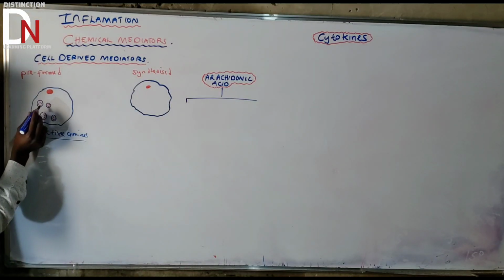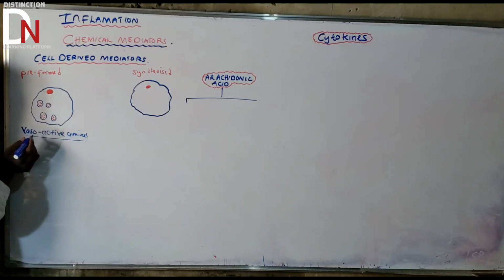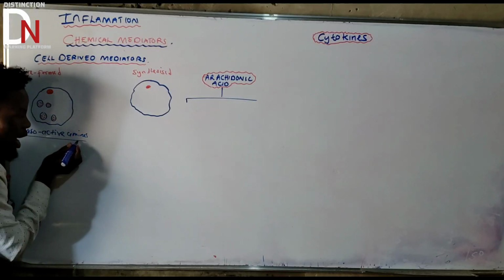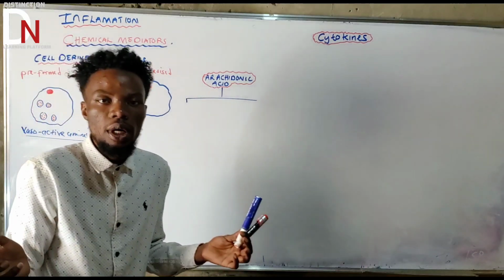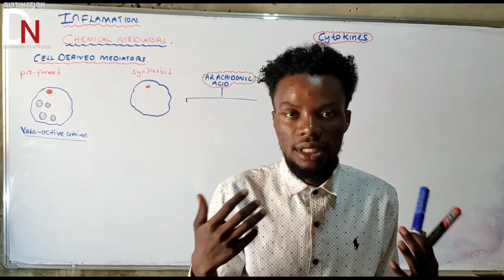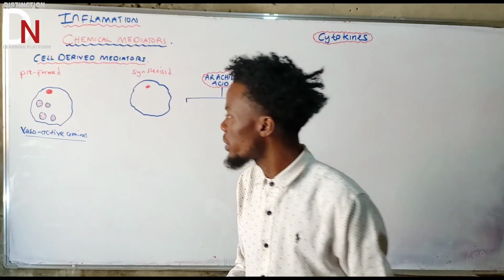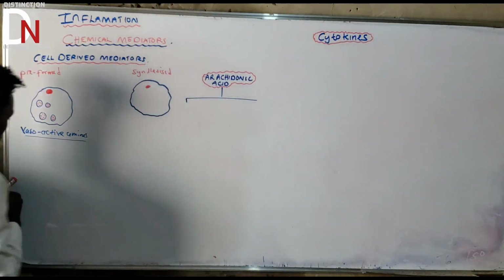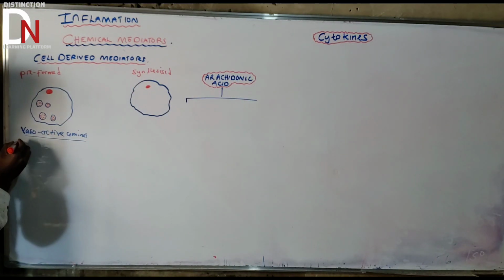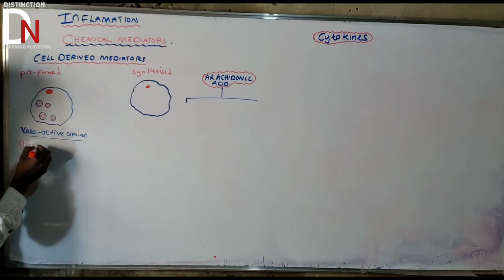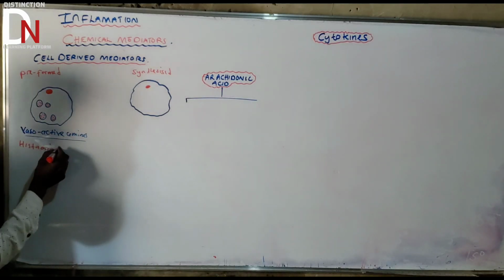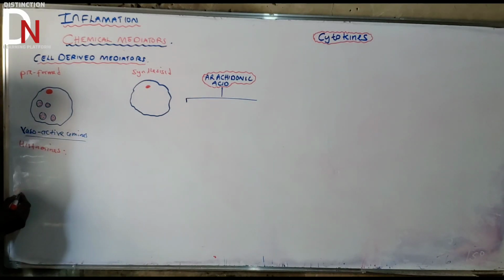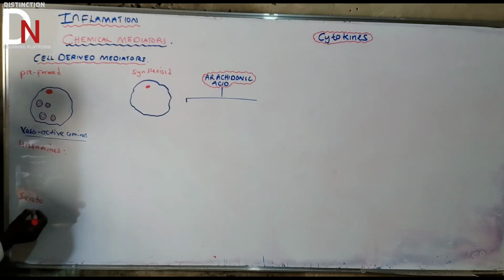These already formed mediators, we call them vasoactive amines. There are two, so you don't even need to stress yourself. They are just two under vasoactive amines. What are those? The first one, the most important one, is histamine, or sometimes you call them histamines. Whatever your pronunciation, I like to call them histamines. And there's also another one which we call serotonin.